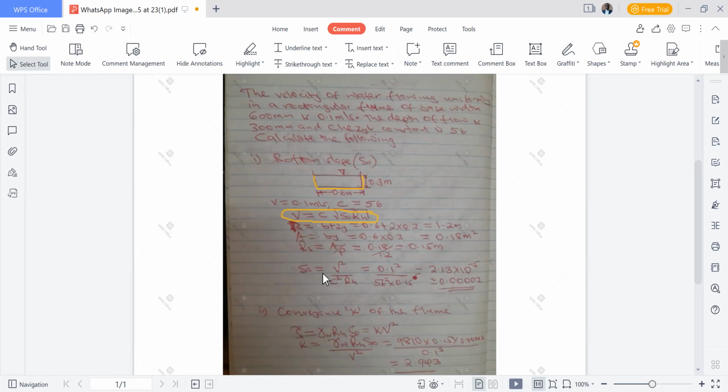Why? It's like a gradient. It can be kilometer per kilometer, or say centimeter per centimeter, or meter per meter. So it is unitless because the units will cancel each other. So we'll end up with approximately 0.0002. Now, conveyance K of the flume.